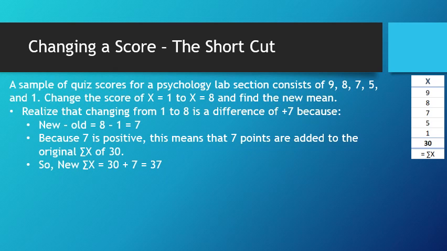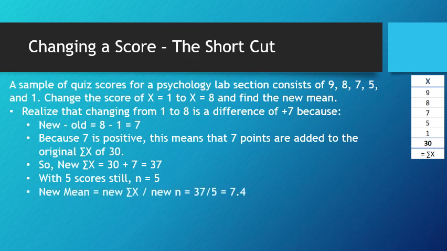Because 7 is positive, this means that 7 points are going to be added to the original summation of x of 30 in order to find the new summation of x. So the new summation of x is equal to 30 plus 7, which is 37. You know there are still 5 scores. The new mean is 37 divided by 5, which is 7.4.